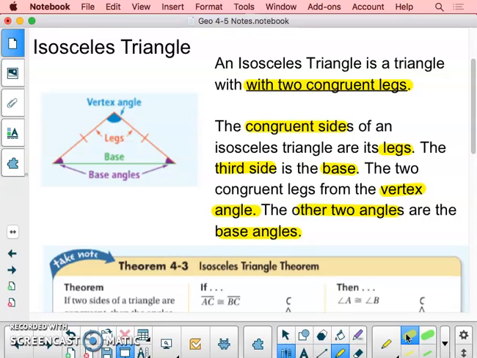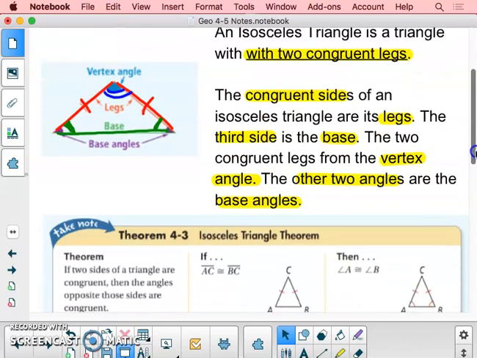All right, so in our picture, the legs are in red because those are the two sides that are congruent to each other. The bottom side is called the base. It's not congruent to anything in this triangle. On that base, you find the base angles, and we're going to get something about that very shortly. The only angle left is called the vertex angle up top. That's not congruent to anything either.